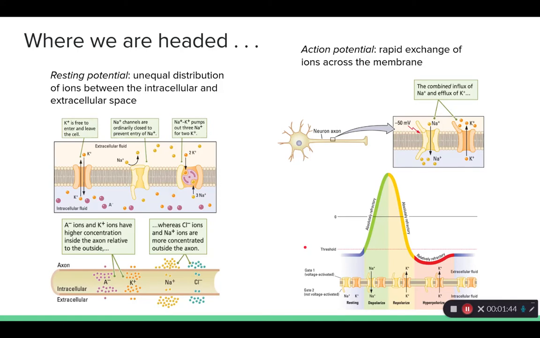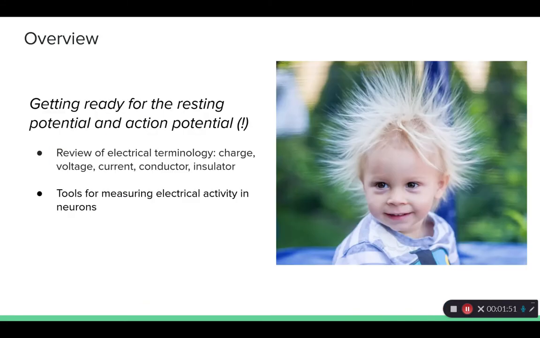But before we can really dig into the guts of this and understand how this works, there are some more basic concepts that we need to be familiar with, and we're going to talk about those today. We're going to start off reviewing some very basic terminology having to do with electrical charge, voltage, current, and those sorts of things. For some of you, this may be review. For some of you, this may not. And we're actually going to talk just a little bit about how these things are measured in neurons, how we can actually measure the electrical properties of these living cells.